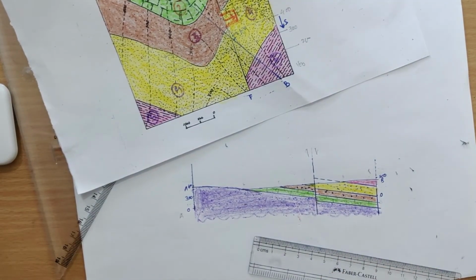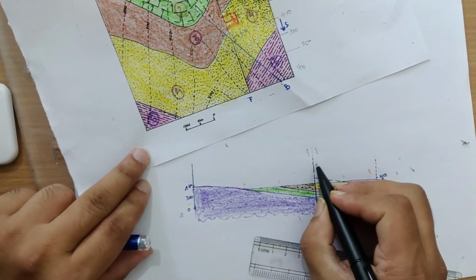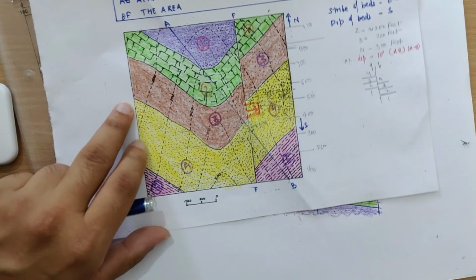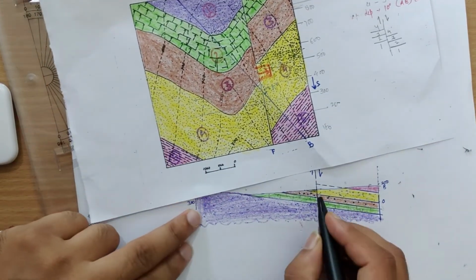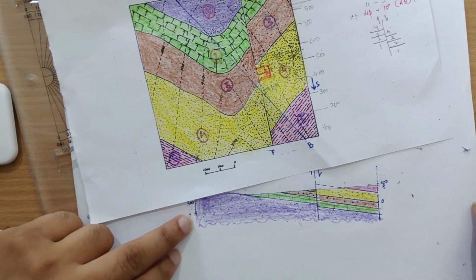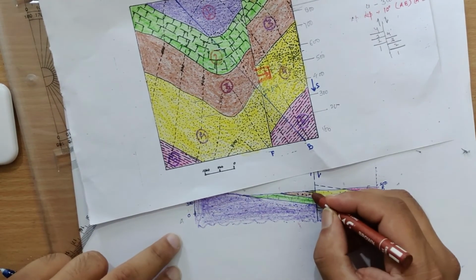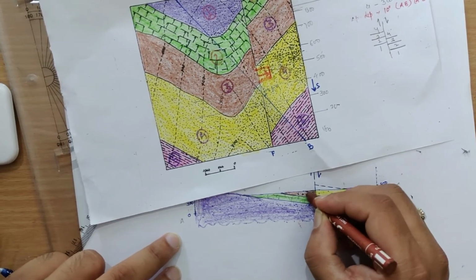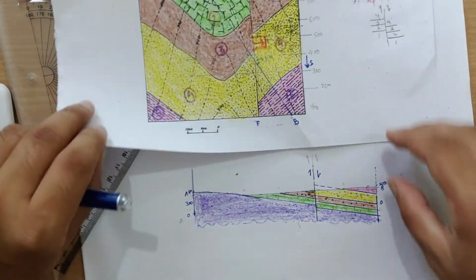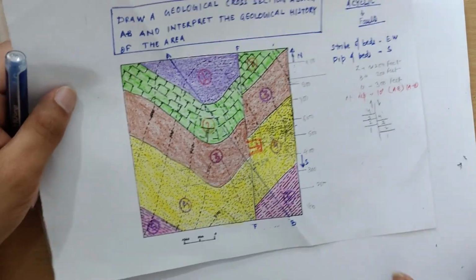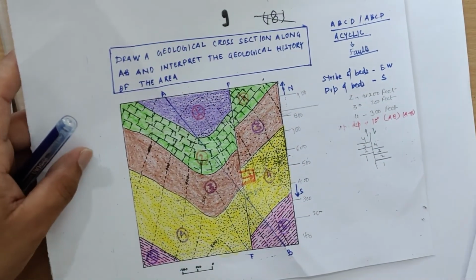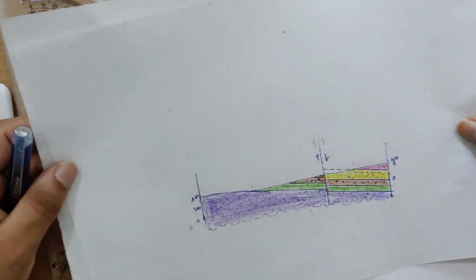So this is how this area is going to look like if we slice this area vertically from point A to point B. This is of course bed number 4 above. So we can see that this is the map of a faulted region. The strike of the fault is perpendicular to the strike of the bed. So this is in fact a dip fault, you can say.